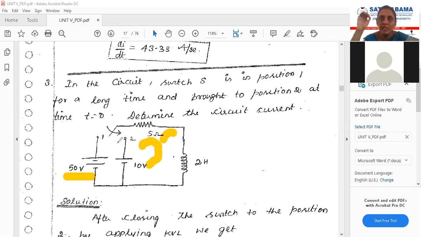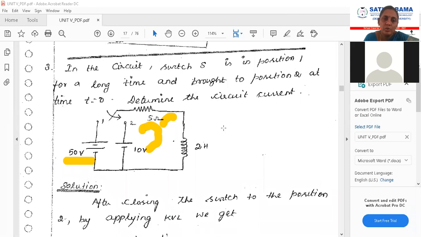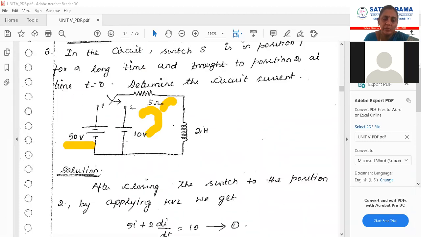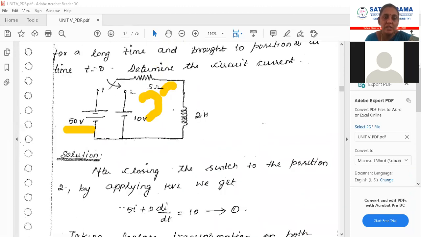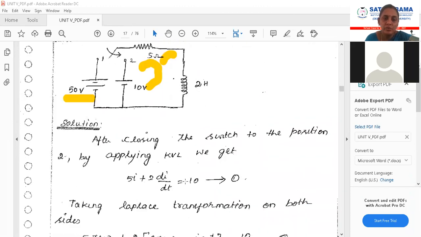It does not mean that if voltage is not there only, it will discharge. It is not like that. If voltage source is present also, the inductor, if it is charged to maximum, it will start discharging. So you will write the KVL equation when it is connected to position 2. This will be 5 into I plus 2 di by dt is equal to 10. So this is the main equation.